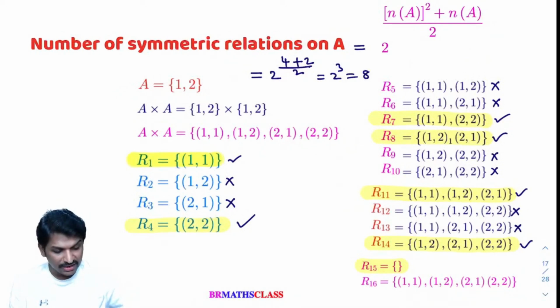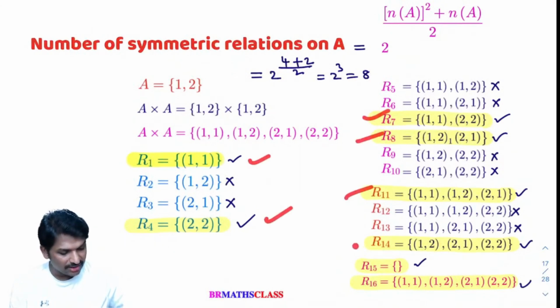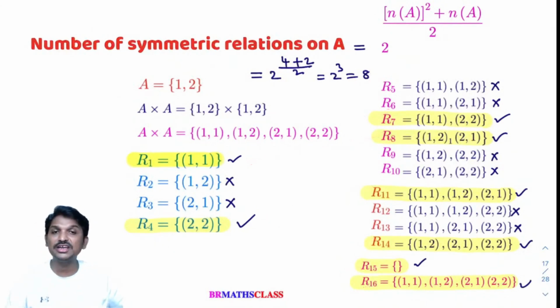So R15 and R16, these you can look at here. In total how many did we get? Total 8 relations we got. You can count 1, 2, 3, 4, 5, 6, 7, 8. 8 symmetric relations. So what you learn in this, you learn the formula for the number of symmetric relations, and you are able to check now. Here you took 16 relations, and in all 16 relations you checked whether the relation is symmetric or not. I hope you got clarity about symmetric relation. Now you won't get any doubts in symmetric relation, right?